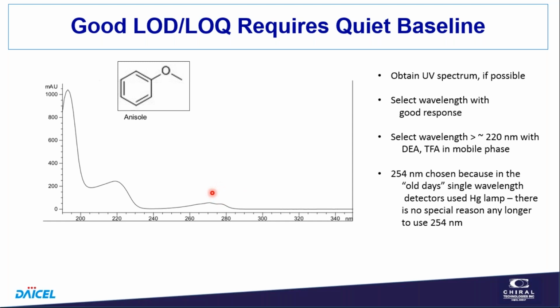If you don't have a UV spectrometer, you can use a very short column. It doesn't even have to be a chiral column. You can use a reverse phase column, for example, or even a guard column, and just inject your analyte, with repeated injections at different wavelengths, and you can manually construct at least an approximation of a UV spectrum.